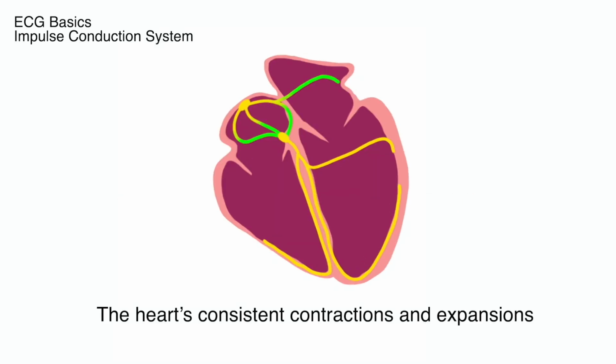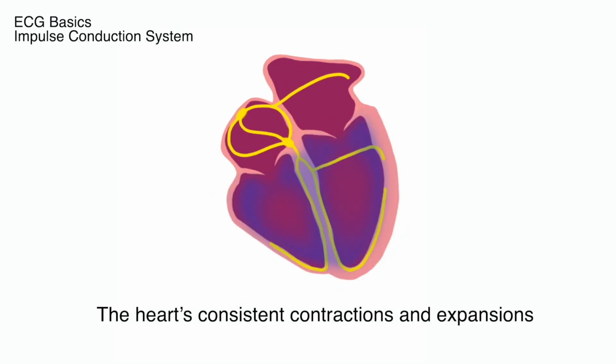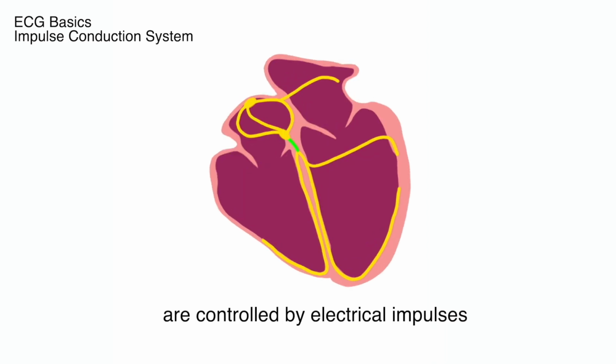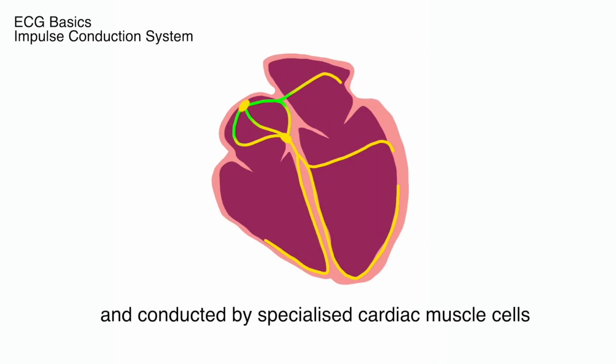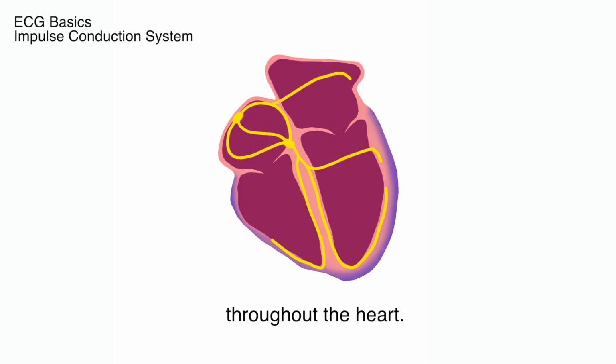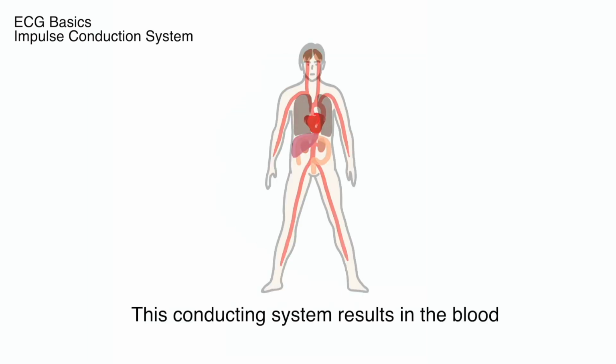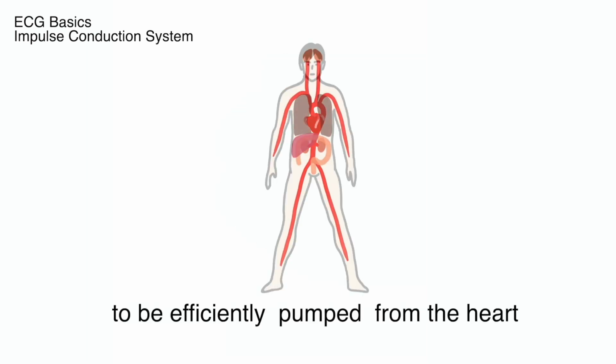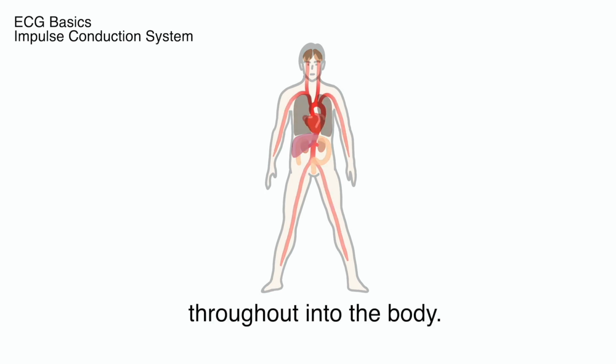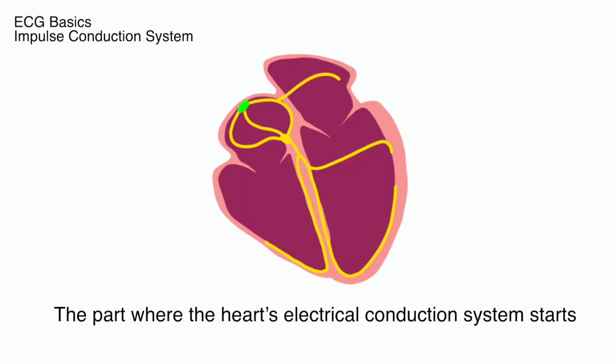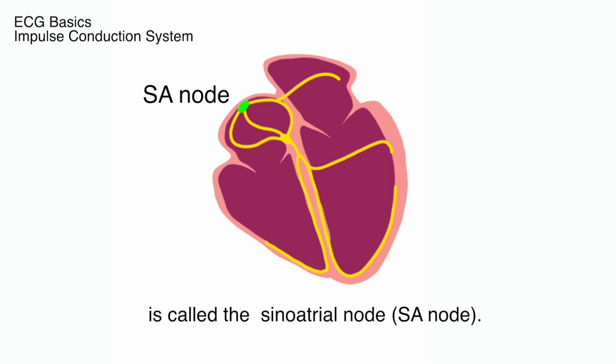The heart's consistent contractions and expansions are controlled by electrical impulses and conducted by specialized cardiac muscle cells throughout the heart. This conducting system allows blood to be efficiently pumped from the heart throughout the body. The part where the heart's electrical conduction system starts is called the sinoatrial node, or SA node.